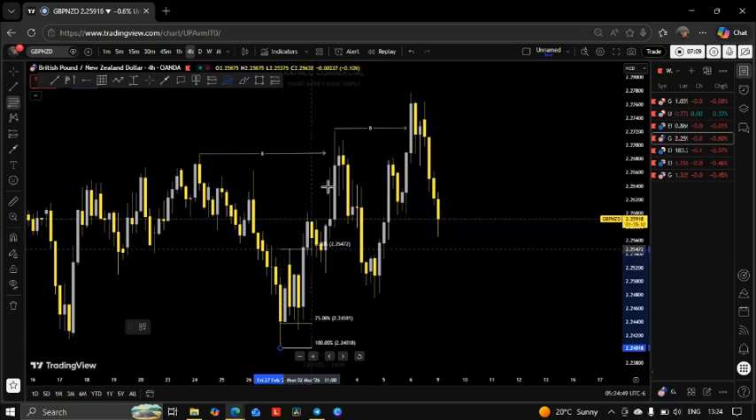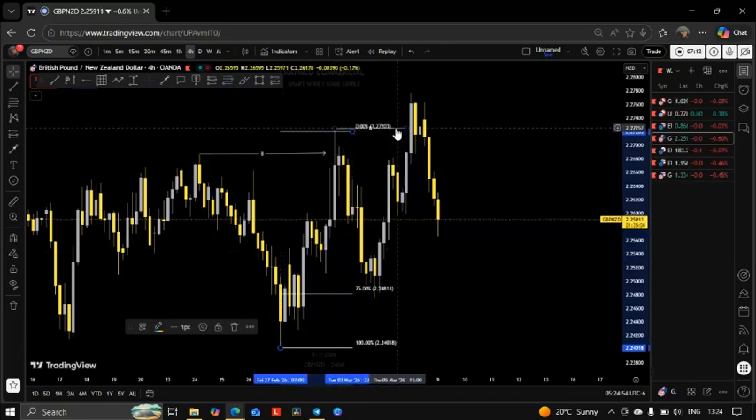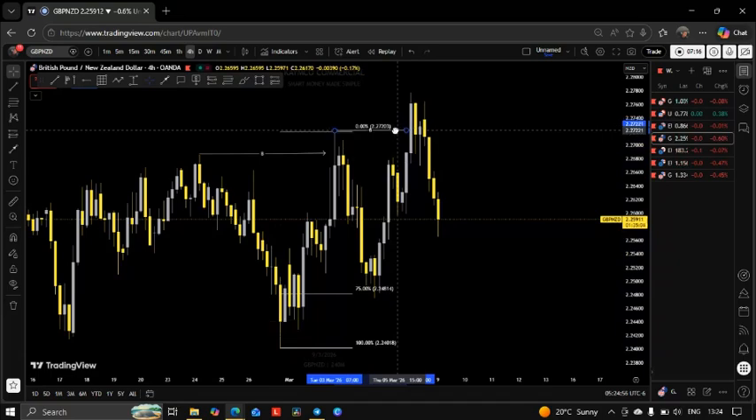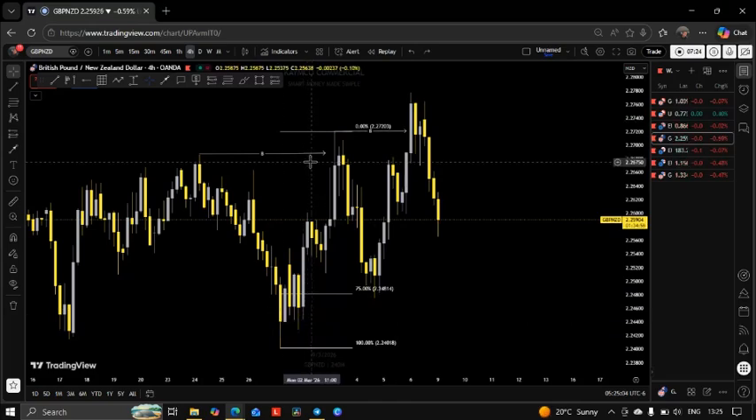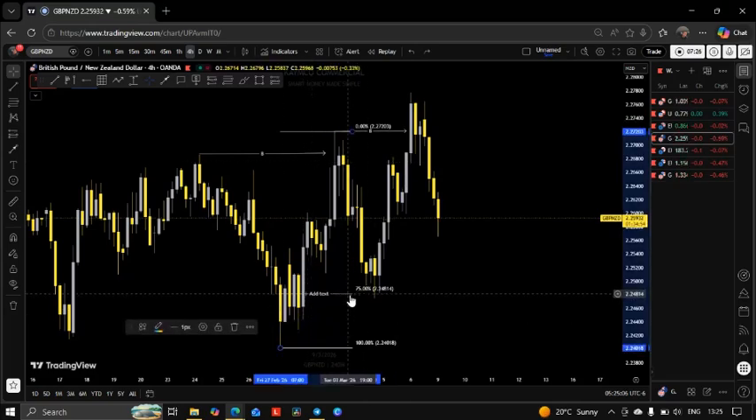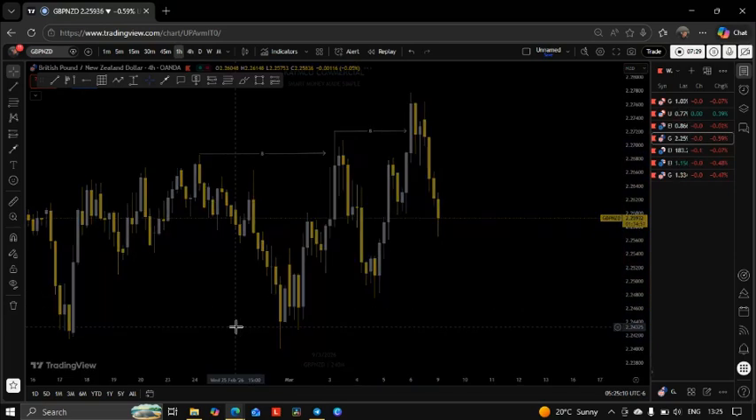yes, that makes it a break of structure, and then we had a 75% zone that was respected by price here. You see, if you bought here, you could have been safe. You could have taken profit. Sorry, let me remove that one. I just want to keep my charts clear, right? So let's go to a 1 hour time frame.